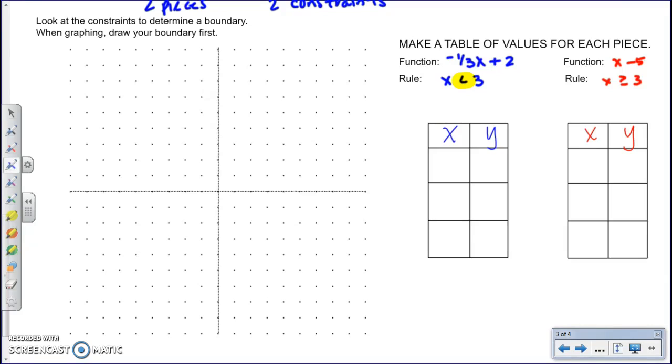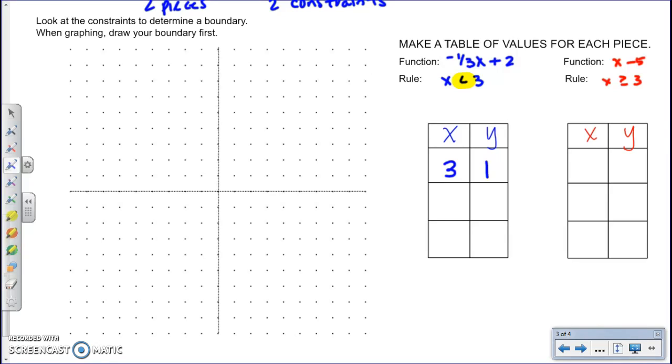We're going to start with x equals 3. If x equals 3, what is y? We'll just substitute 3 into x and solve. Negative 1/2 times 3 plus 2. I'll give you a second. y will equal 1.